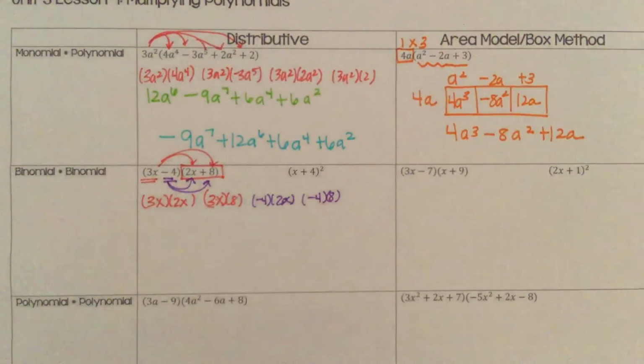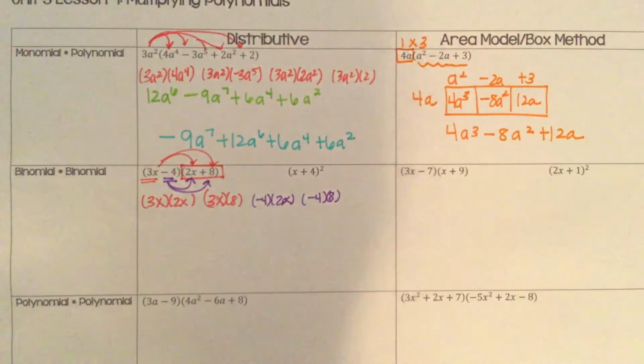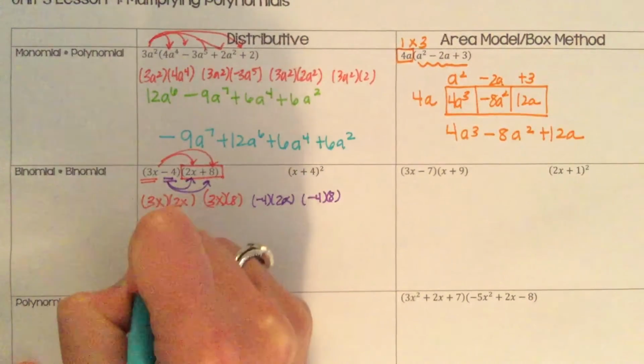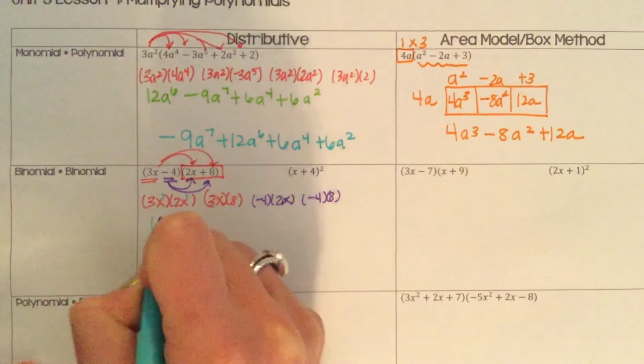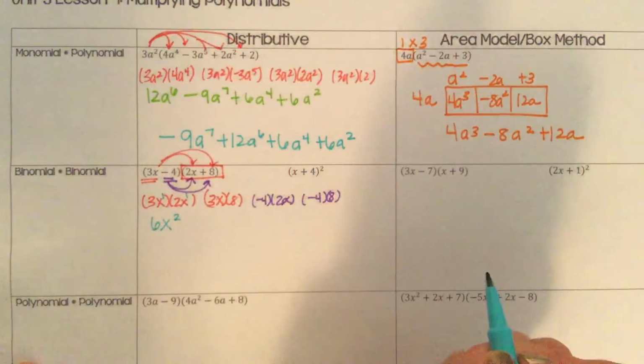All right, applying our monomial rules to multiply these, we multiply our coefficients, we add our exponents. x to the first times x to the first makes x squared.